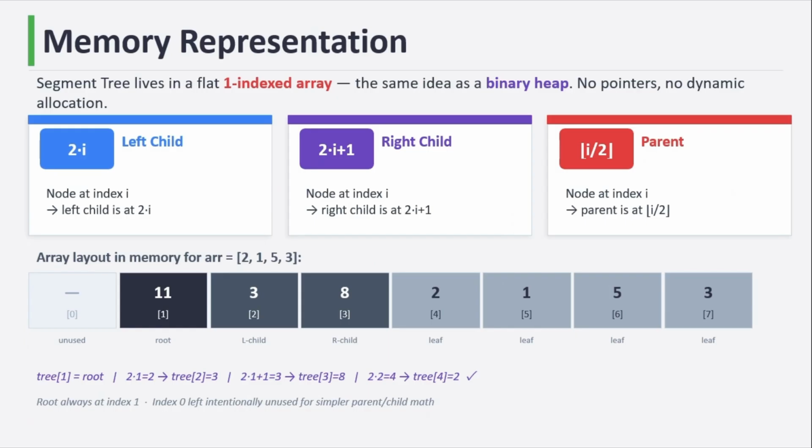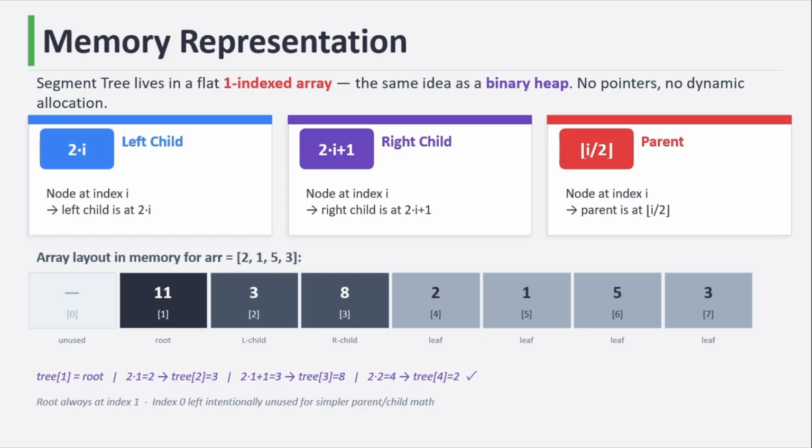Memory representation. Now, how do we actually store this tree in memory? We don't use pointers or linked nodes. We store it as a flat, one-indexed array, exactly like a binary heap. The rule is simple. If a node is at index i, its left child is at 2i, its right child is at 2i plus 1, and its parent is at floor of i divided by 2. Index 0 is intentionally left unused. This is so the parent and child math stays clean and simple. You can see the array layout on screen for array 2, 1, 5, 3. The root sits at index 1 with value 11 and leaves are at indices 4 through 7.